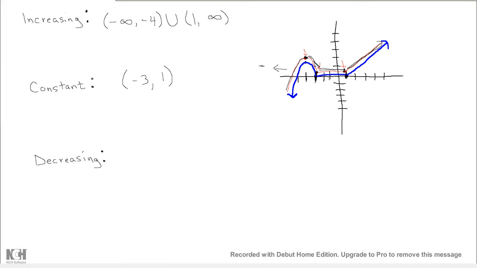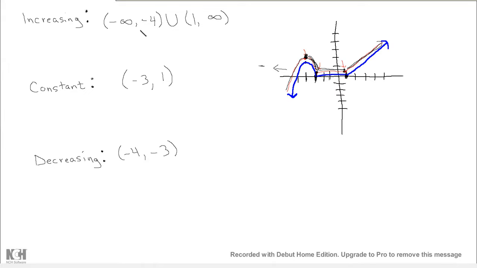Now all I have left is this little piece of decreasing, the part where the hill's going down. So I have a starting point at negative 4, and I end at negative 3.